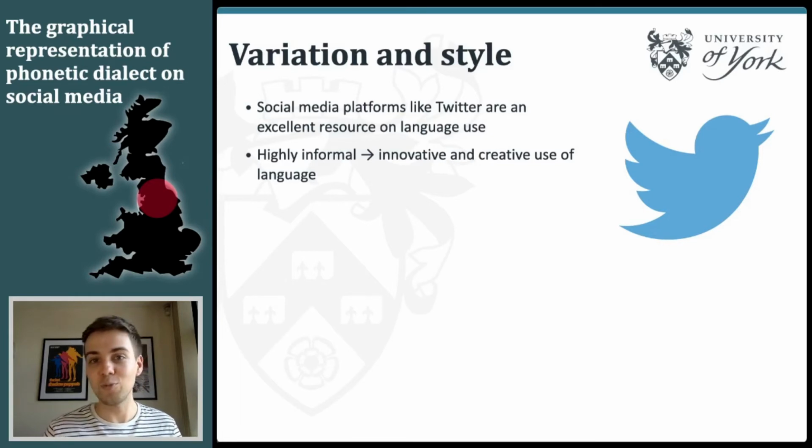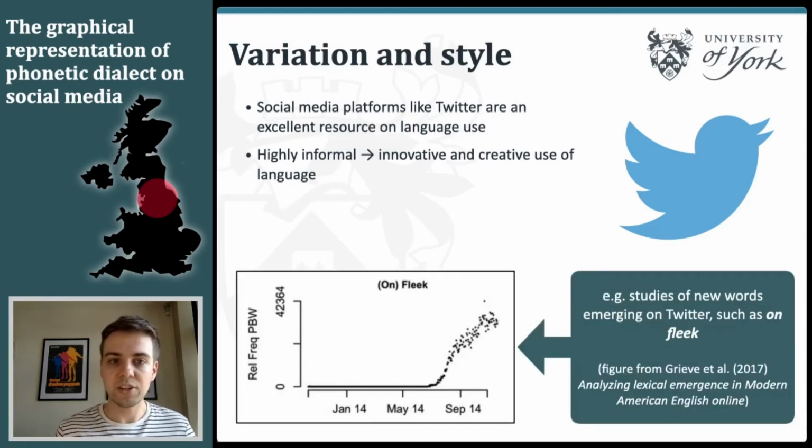And that's partly because there's just so much of it. There's approximately 500 million tweets sent every single day. But also just because it's so informal. And with that comes a tendency for people to explore innovative and creative new ways of using language. One example of these innovations is the tendency for new words to crop up. Many of them live very short lives before falling out of common use again, but some really do take off. Here's an example of the word fleek or on fleek, which came into use on Twitter quite suddenly, as you can see in the second half of 2014.